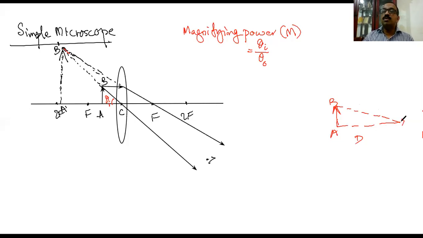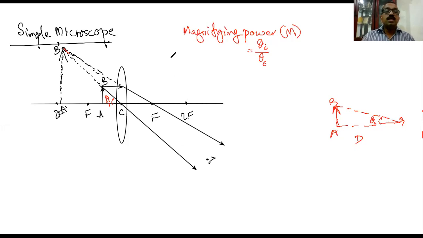Okay, so now you look from this side. This is your eye. Then how much angle will the object subtend with your eye, if the object is at the near point, or if the object is at the least distance for distinct vision? This is theta O. Is it clear? Theta O is the angle subtended by the object with the eye when the object is at the near point.